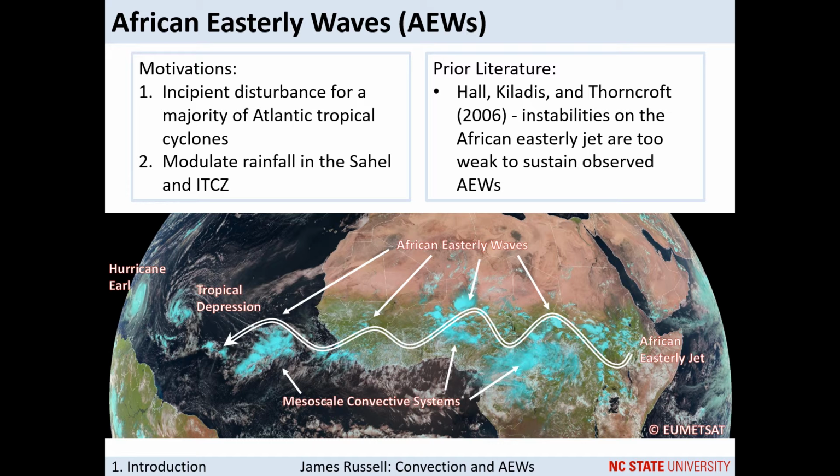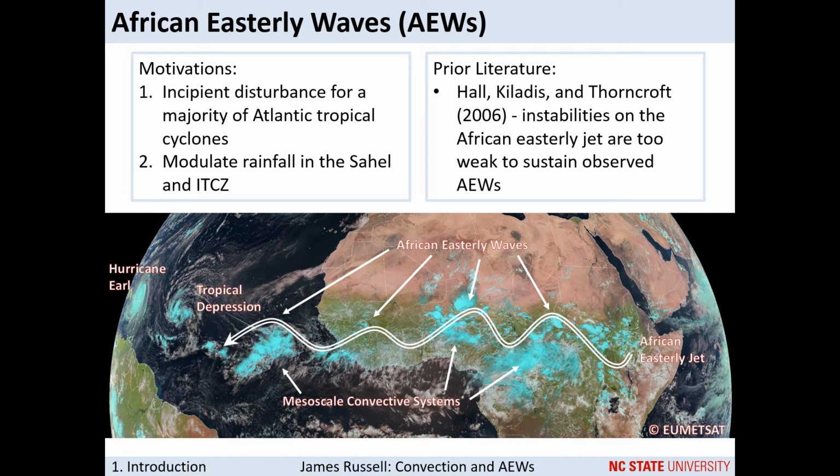But in 2006, Hall, Cladis and Thorncroft, in what is now a very important paper on easterly waves, showed that instabilities on the African easterly jet are too weak to sustain the observed easterly waves. In other words, they ran a number of idealized simulations that showed that simple damping on those instabilities was enough to remove them entirely. As a result, they concluded that easterly waves needed some other energy source or growth mechanism through which they can keep going.